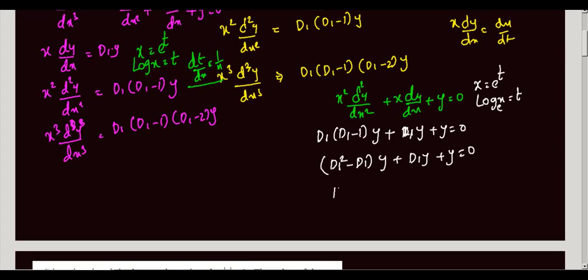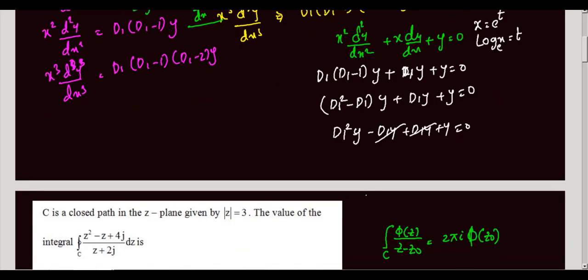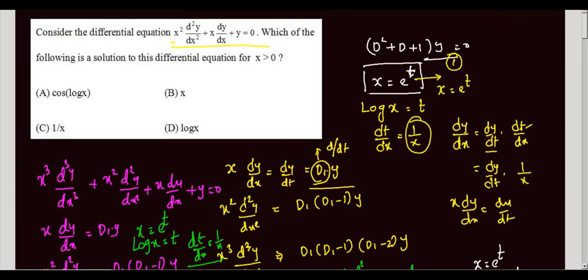So you see, d square minus d square y minus d y plus y equal to 0. So d y cancelled. So y into (d square minus 1) equal to 0. So d square minus 1 equal to 0, d square equal to 1, d equal to root of 1, d equal to plus or minus 1.